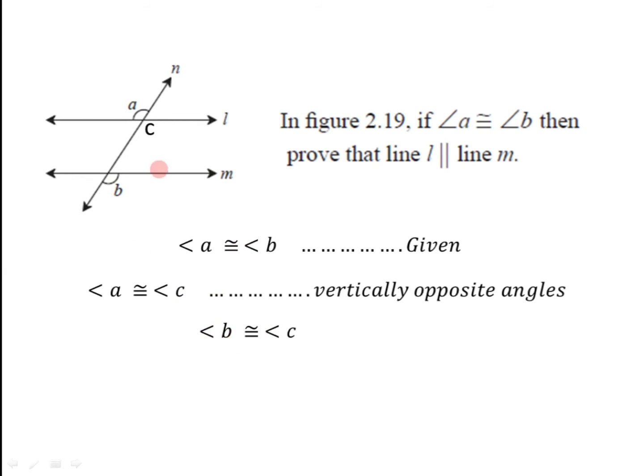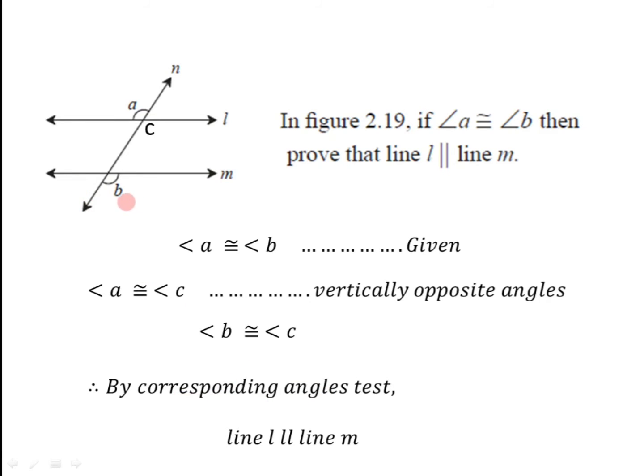Now if you consider in the diagram angle C and angle B, they are the corresponding angles, as line N is the transversal of these two lines, and we have proved that angle B is congruent to angle C. So by the corresponding angles test, we can conclude that line L is parallel to line M, because if there are two lines and a transversal given and the corresponding angles so formed are congruent, then those two lines must be parallel by the corresponding angles test. So that's why we can write line L is parallel to line M, and that is what we have to prove.